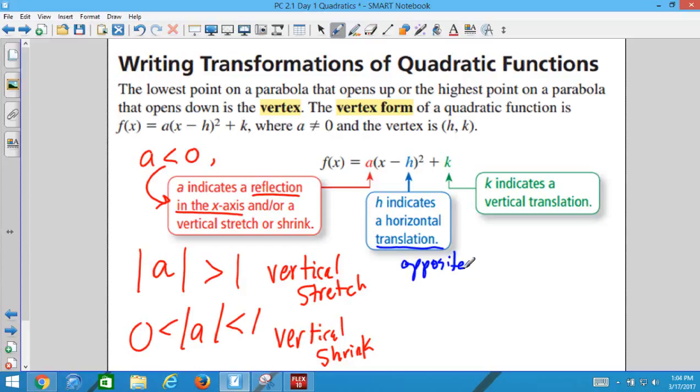So when I have something like (x minus 5) squared, it's actually going to move to the right. It translates 5 units right. We did that with conics too. Everything was opposite when we found the center and the vertex.